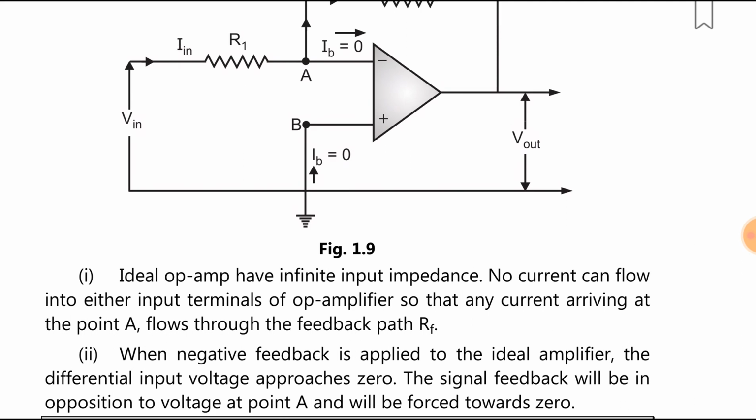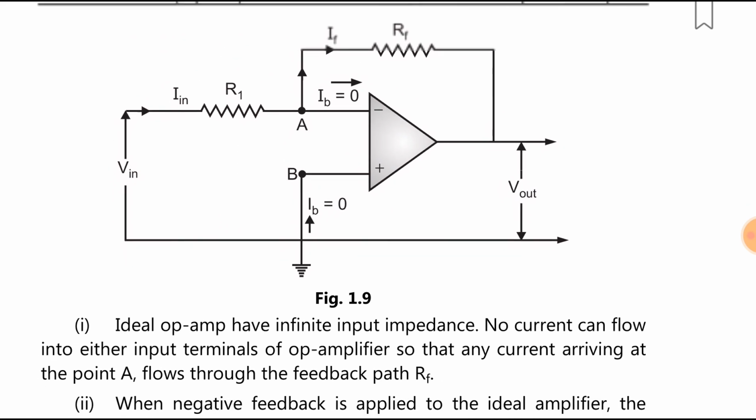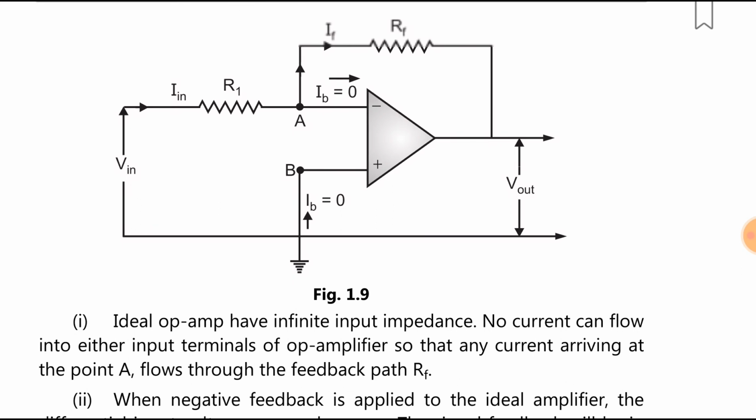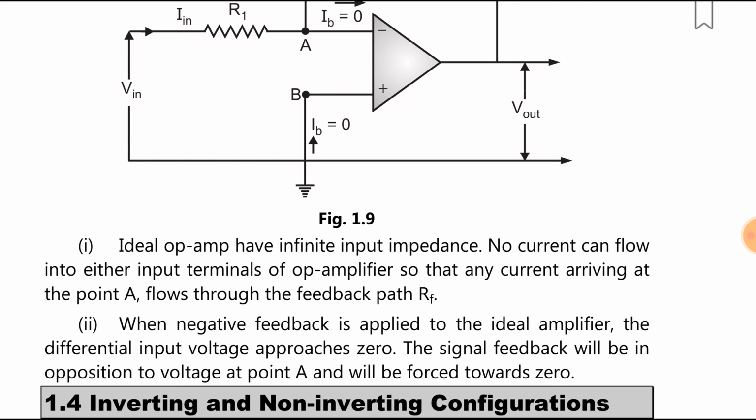So ideal op-amp has infinite input impedance. No current can flow into either input terminal of the op-amp, so any current arriving at point A flows through the feedback path RF. Okay. So when negative feedback is applied to the ideal amplifier, the differential input voltage approaches zero. So the signal feedback will be in opposition to the voltage at point A and will be forced towards zero.